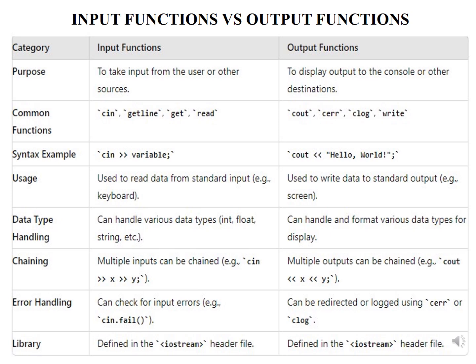Error handling in input can check for input errors using the cin.fail function. For output, errors can be redirected or logged using cerr or clog. For library functions, the input stream uses the iostream header file. For the output stream, output functions also use iostream as the header file.